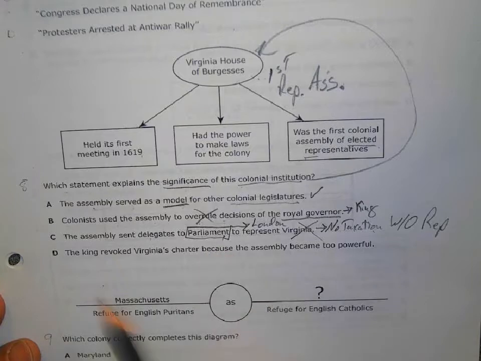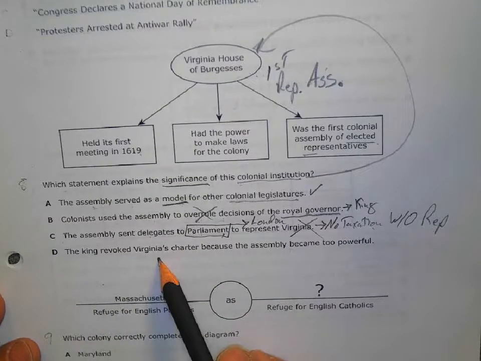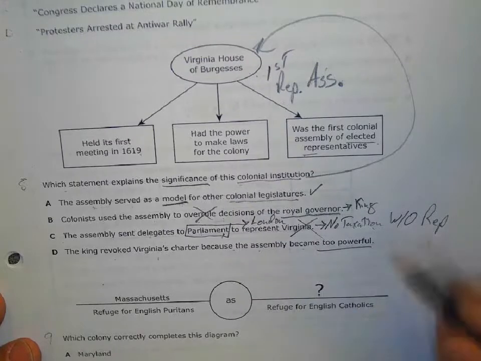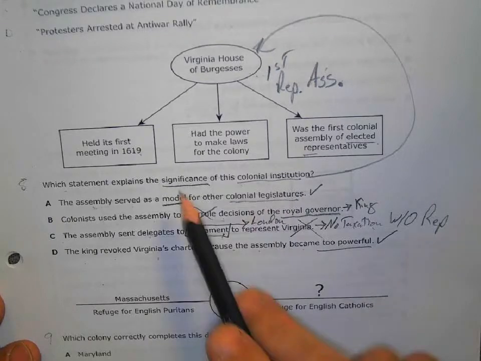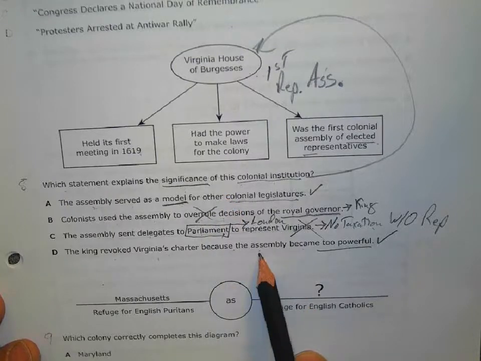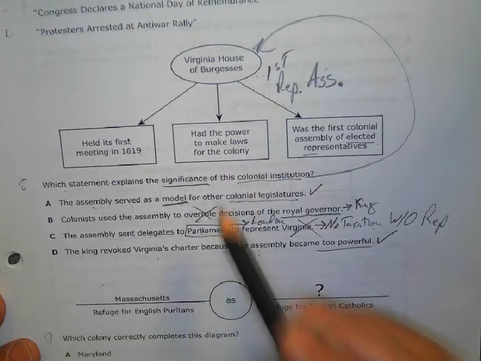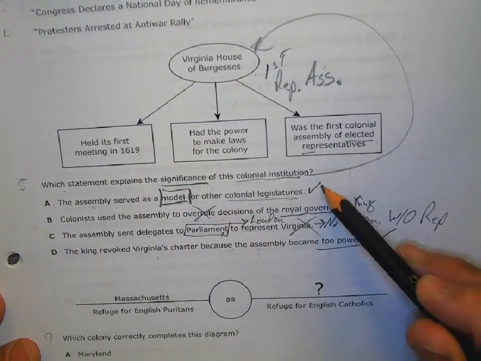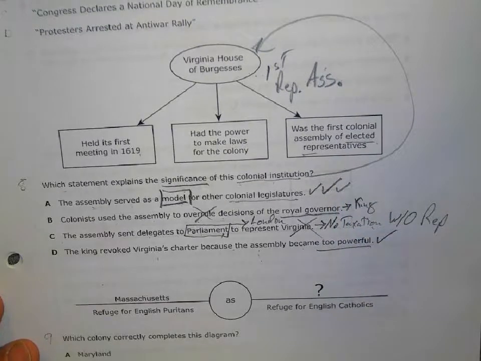And look at D here. It says the king revoked Virginia's charter because the assembly became too powerful. Well, that would eventually happen. Virginia House of Burgesses would be dissolved by King George III. But it says the significance of this colonial institution, the significance of it is not that it got revoked, that it got canceled. The significance is it's going to become a model for other colonial legislatures to set up. There's your answer.